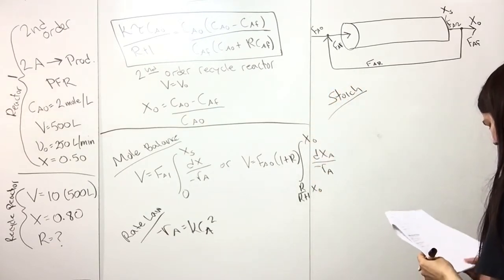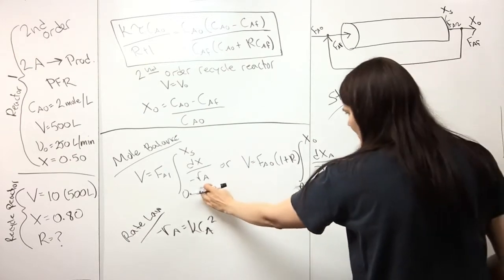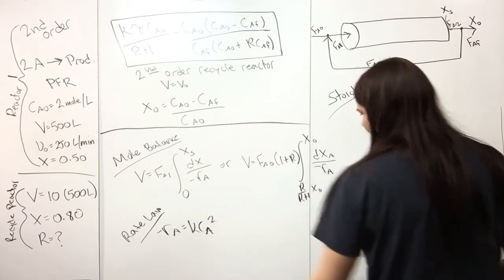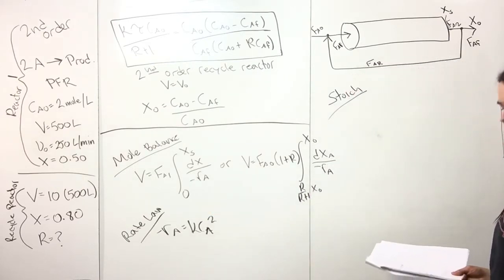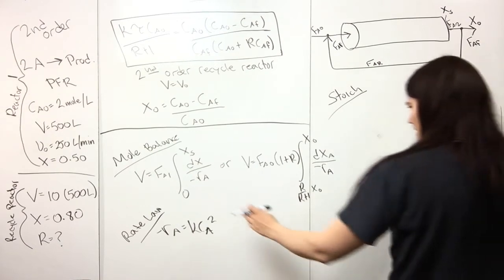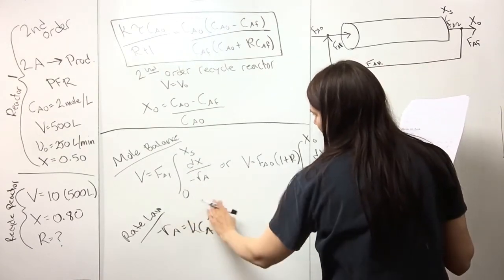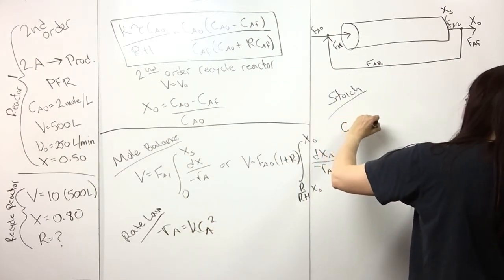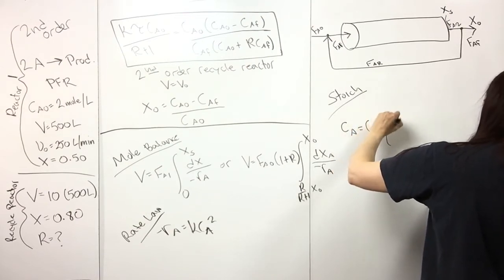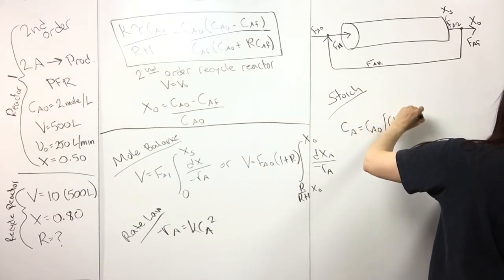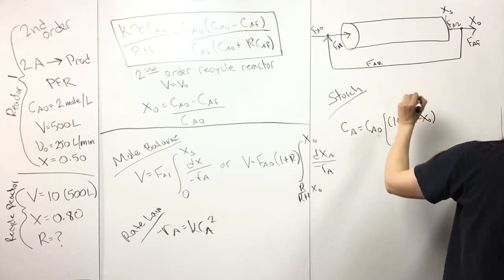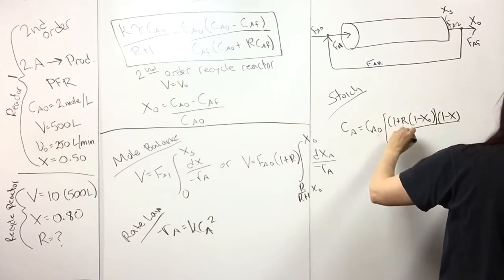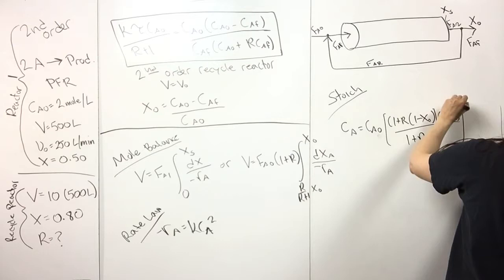Stoichiometry, and then this is where you need to be careful, because depending on which mole balance you're using, you have a different equation for concentration. So for this first one, if you're using this form of the equation, then CA is equal to CA naught (1 plus R)(1 minus X naught) over (1 minus X naught)(1 plus R).